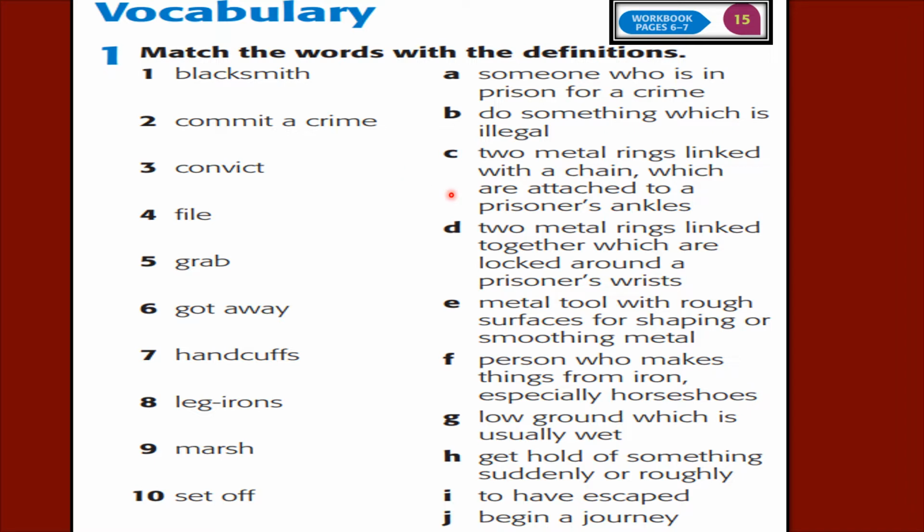Two metal rings linked with a chain which are attached to a prisoner's ankles.